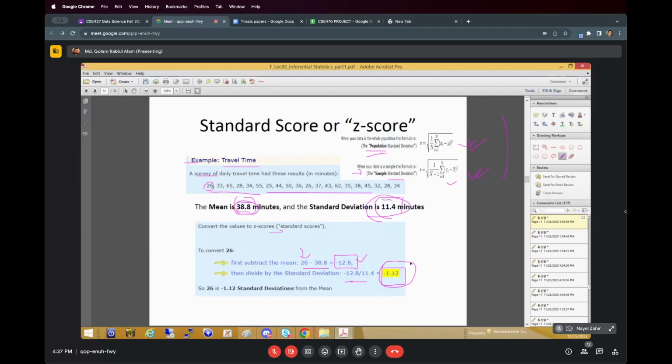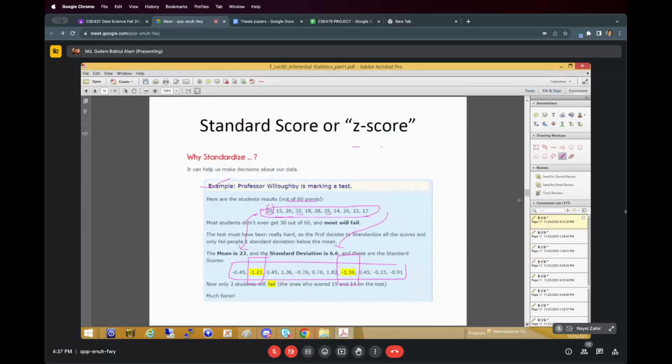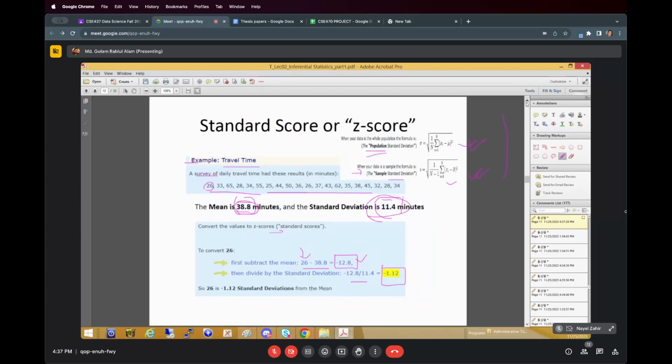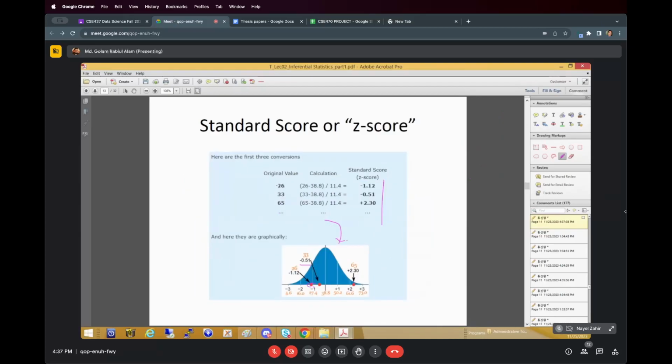In this way, we can also determine the standardized score of other values like 33 and 65. If we determine this, then we can see that these are the actual standardized scores. Previously we had 26, which is now minus 1.12, and 33 is now minus 0.51. So those are our standardized scores.